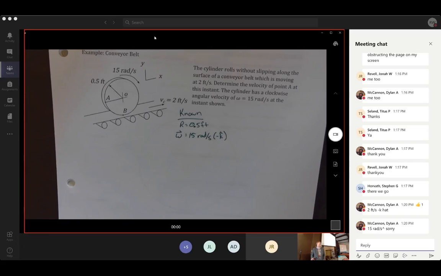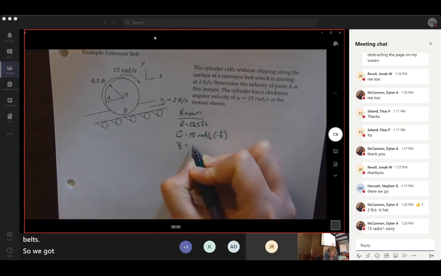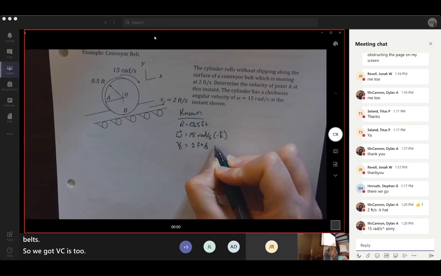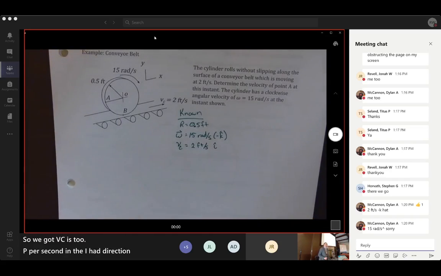Okay. What else do we know? What else does the problem tell us? Velocity of the conveyor belt. Okay, so we've got the velocity of the conveyor belt. So we've got VC is 2 feet per second in the i hat direction. Is there anything else that tells us? There are some key words in the problem. Rolls without slipping.